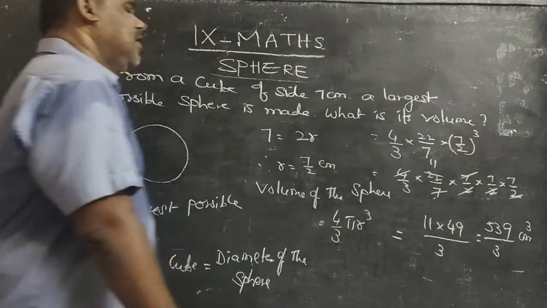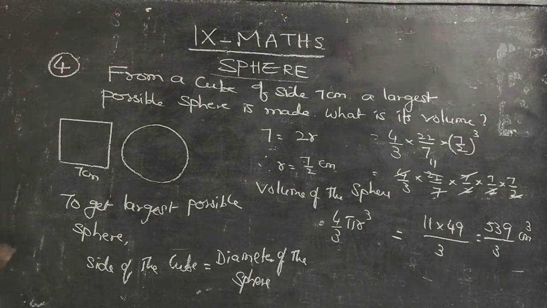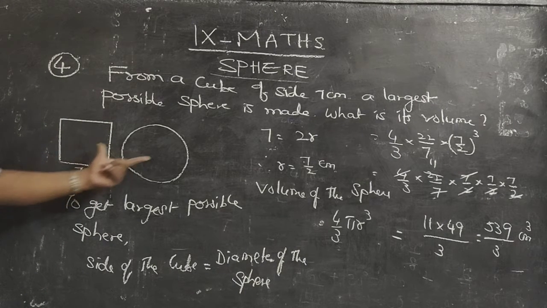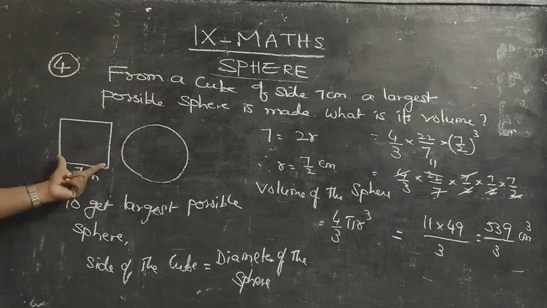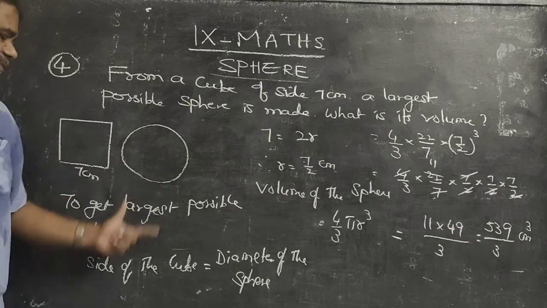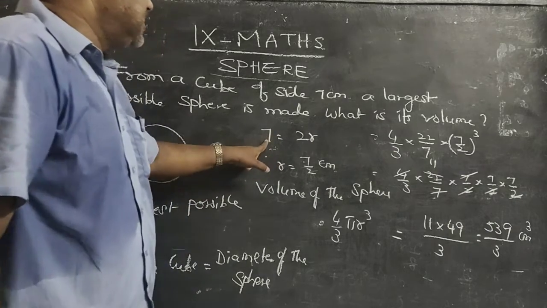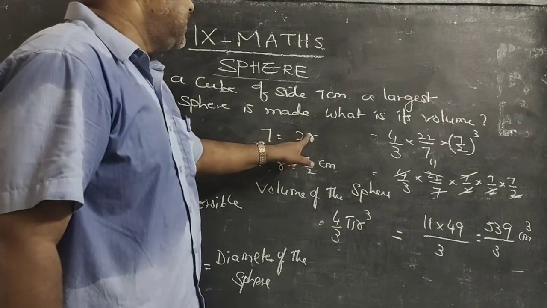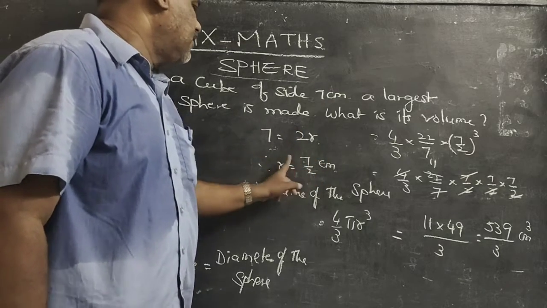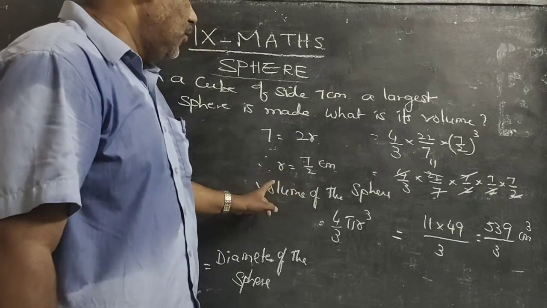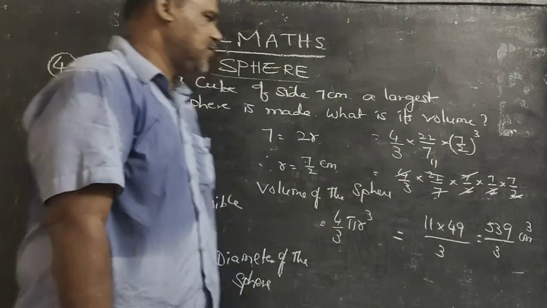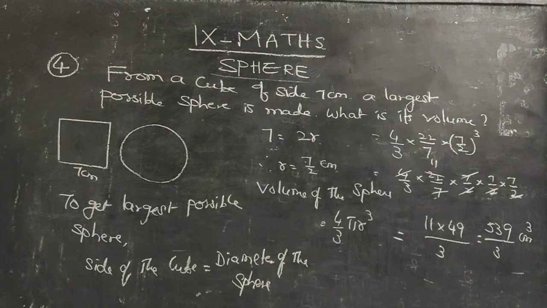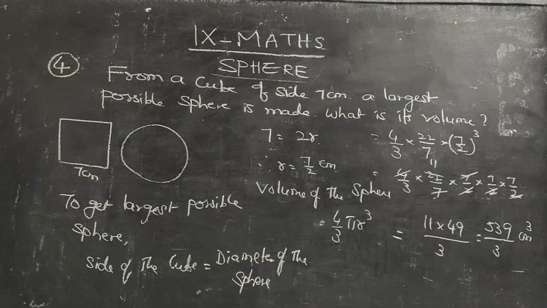So this is the volume of the largest sphere we can make from this cube. So if the cube side is 7 centimeters, if you want the largest possible sphere, the side of the cube is equal to the diameter of the sphere. So the side of the cube is 7 centimeters, the diameter of the sphere is twice the radius, 2r, so we get r as 7 by 2. If you know the radius, the volume of the sphere is 4 by 3 pi r cube, here you have to substitute. So the answer is 539 by 3 centimeter cube.